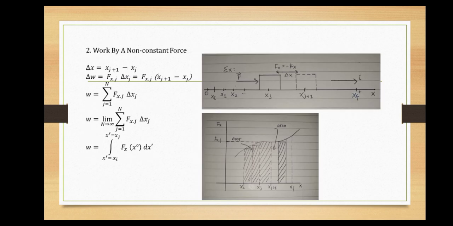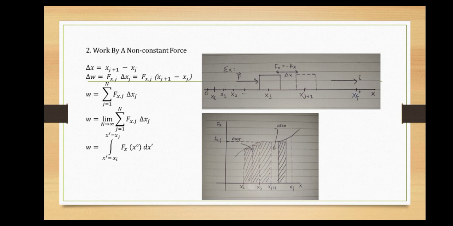2. Work by a non-constant force. In this case the force F is a function of x, so the component Fx is a function of x. A simple example of such a force is the spring force. Now we apply this force to the object. This is our positive x coordinate system. We apply a force that is a function of position.